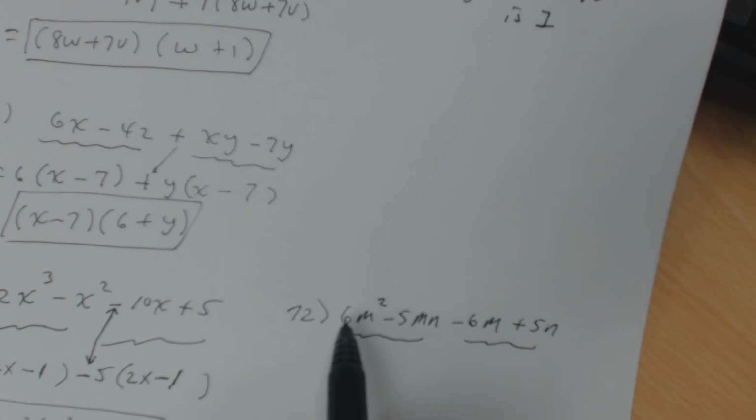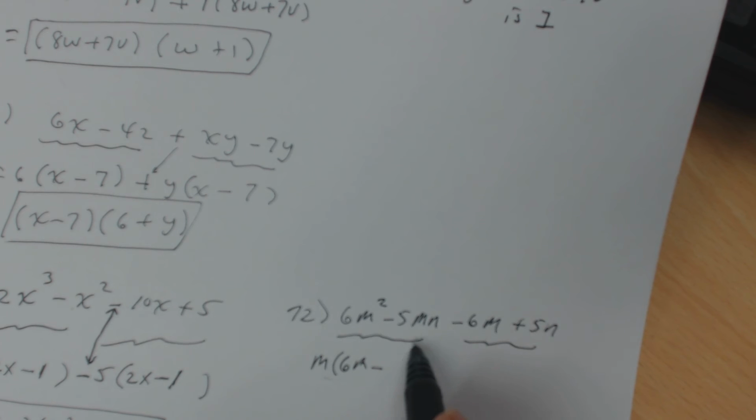From the first group, the only thing I can take out, the only GCF, looks like it is m. So factor out an m. I'm left with 6m. Always check yourself. M times 6m is 6m squared minus, and if I factor this m out of here, I'm left with 5n. Okay, always check yourself. M times a negative 5n is a negative 5mn.